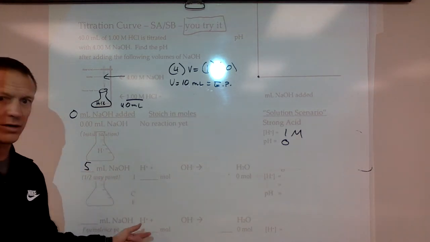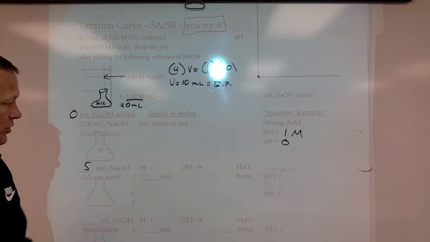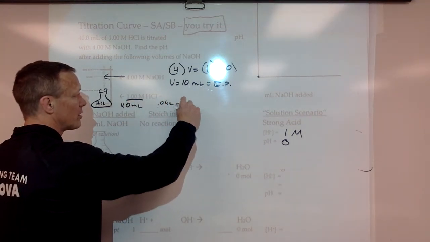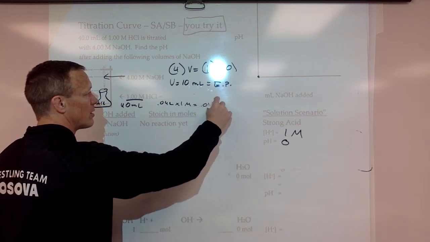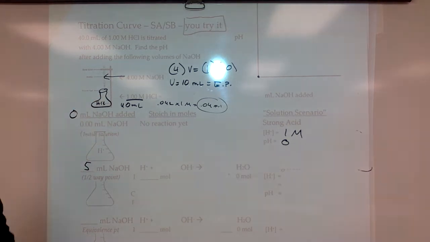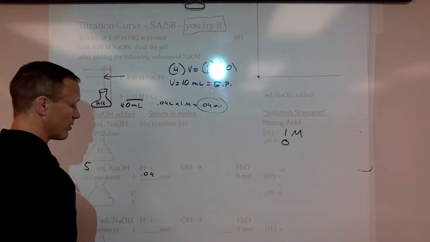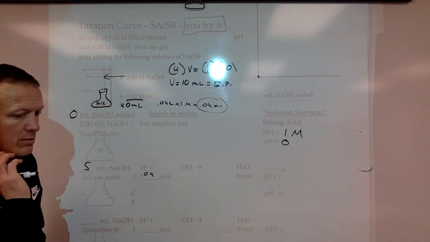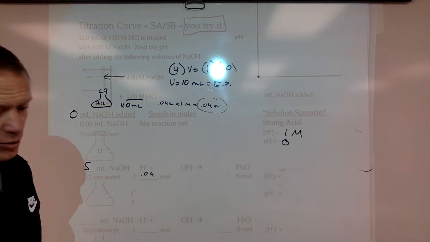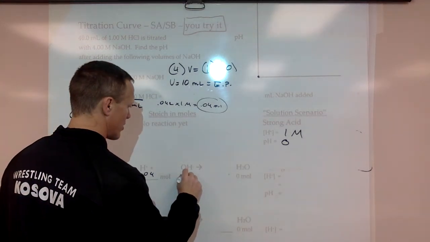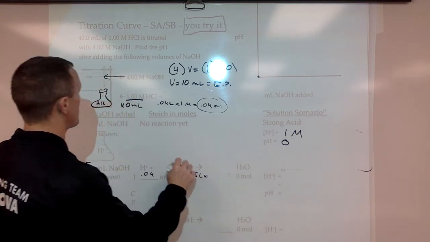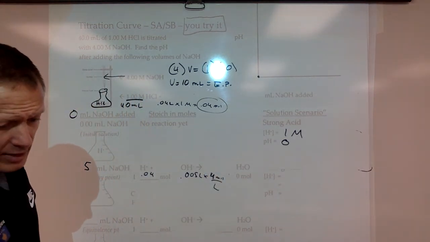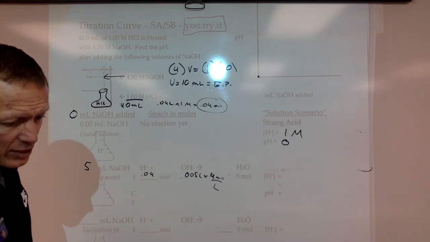So we got essentially an ice table here. Initial, change, final. We want to know the moles of H plus. Well, we had 40 milliliters of 1 molar, so 0.04 liters times 1 mole per liter is 0.04 moles. That's how many moles are in there before we start reacting. So initially we have 0.04 moles H plus. We've added 5 milliliters of NaOH, so to figure out what the change is going to be, we go 0.005 liters times 4 moles per liter, that is 0.02 moles.